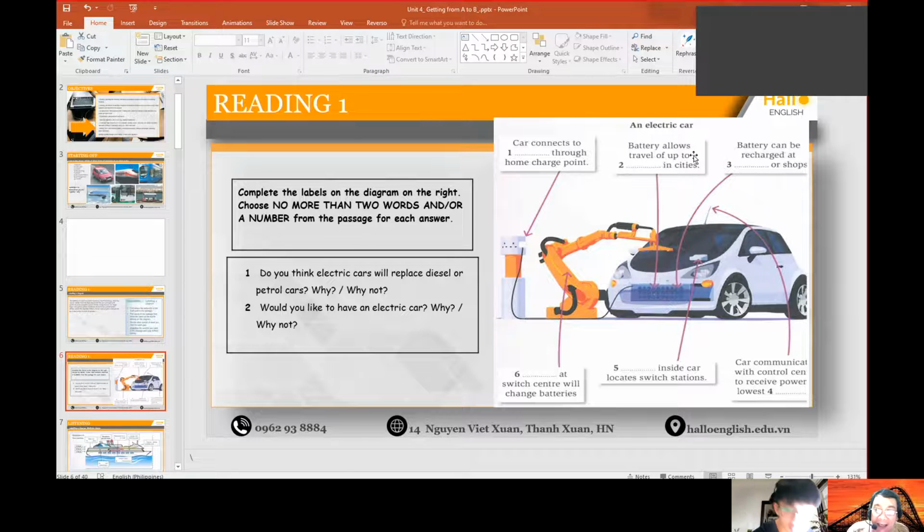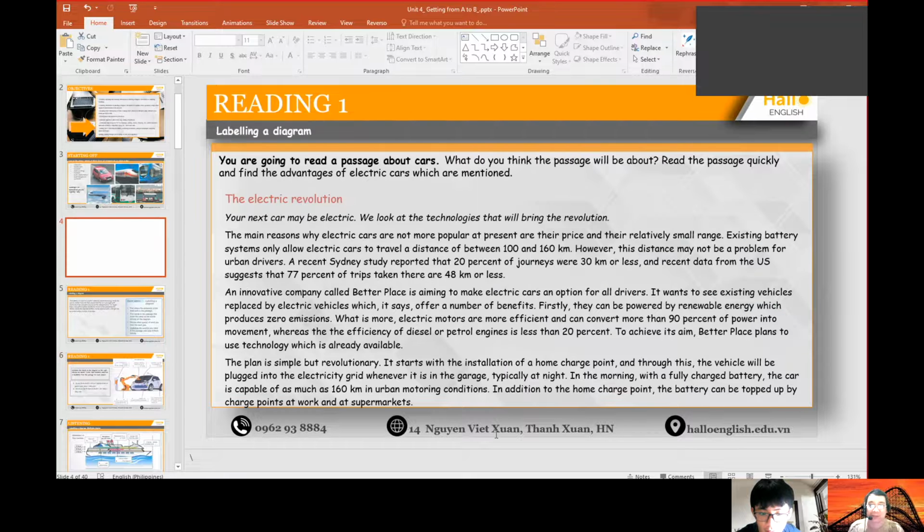Battery allows travel of up to blank. Okay, let's go back. I think 160 kilometers. Okay, 160 kilometers. Okay, look at this one.